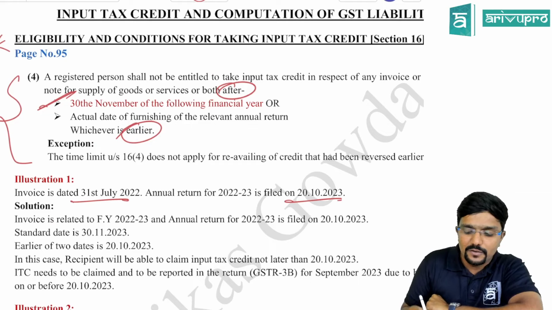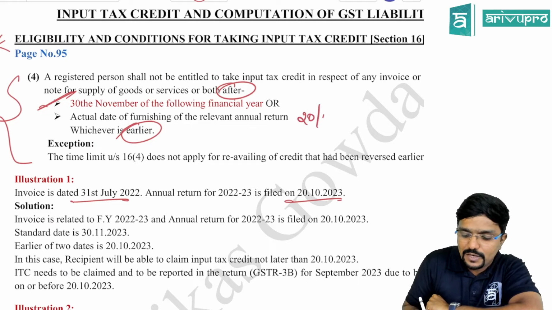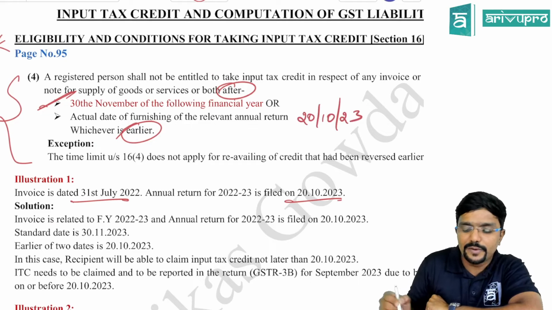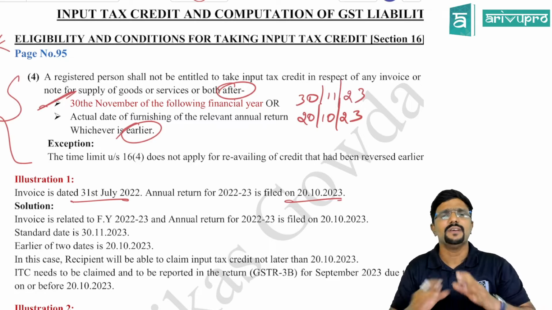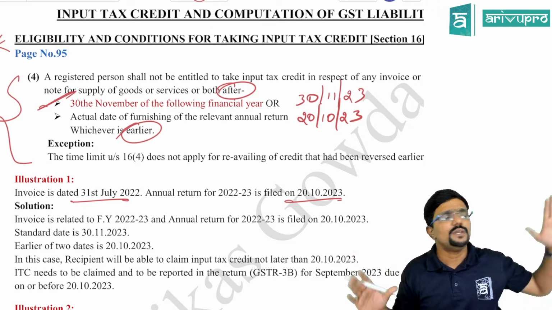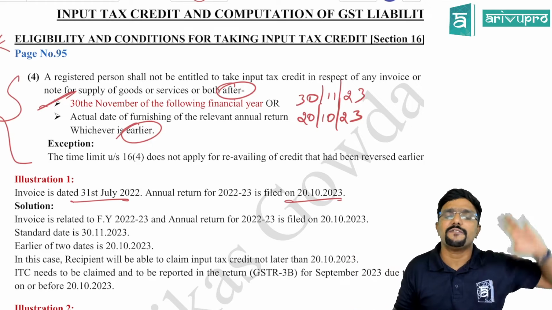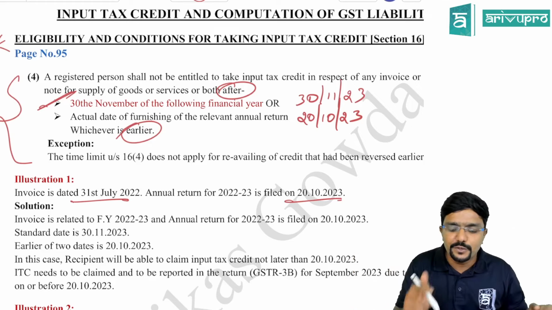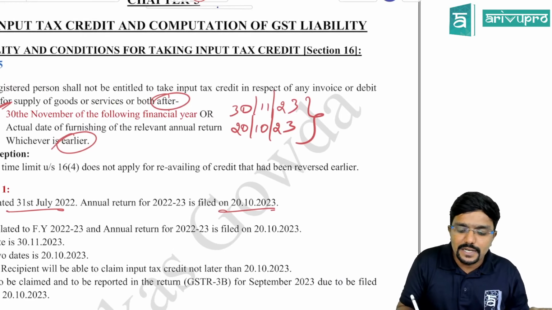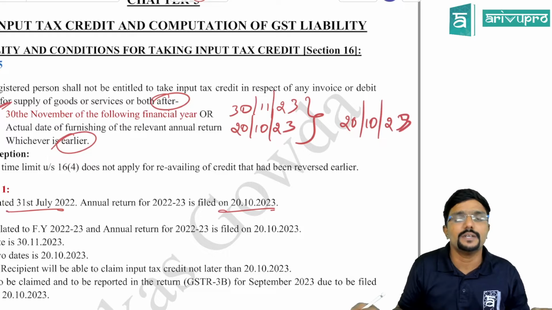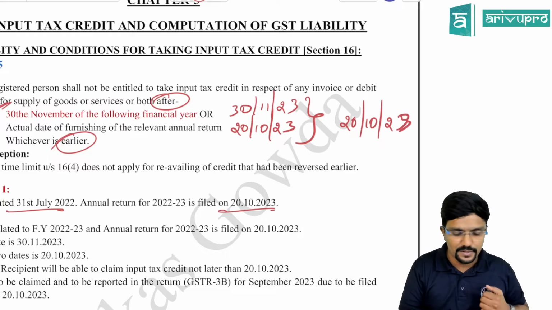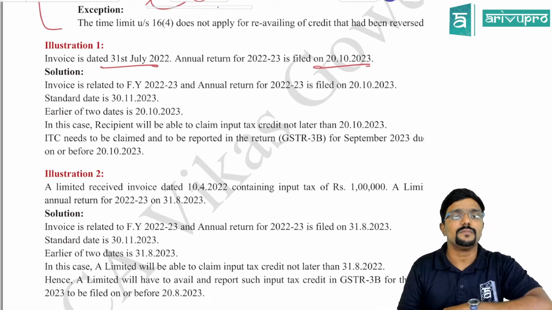Applying this provision. When have you filed the actual annual return for the year? 20th October 2023. What is the deadline for you as per point 1? 30th November of the next financial year. The invoice is related to 22-23. For any inward supply you have taken in financial year 22-23, from April to March, what is the deadline for you to claim credit? Whichever is earlier, 20th October. So the deadline is 20th October 23, guys. Let us see the solution.